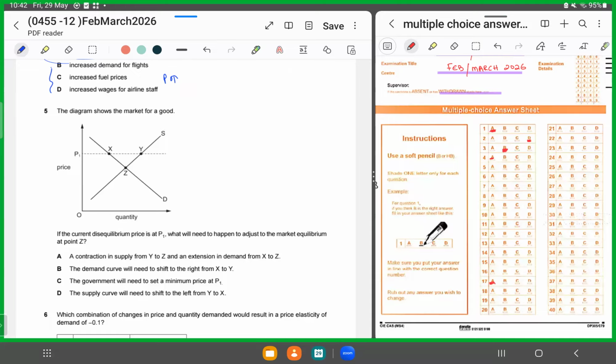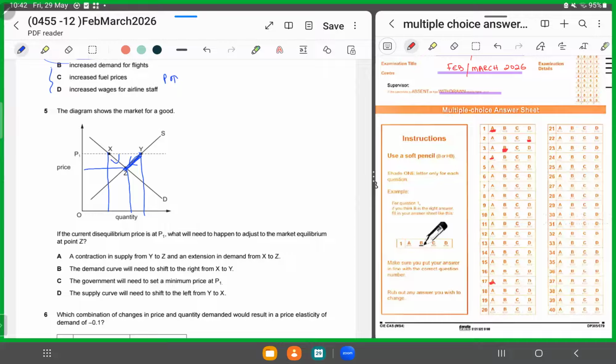Now, if it wants to come back to Z, notice first what is happening. This is the demand and this is the supply. So this is excess. So in order to get rid of that, we want to come back to point Z. Now they're saying, how can the economy come back to point Z? Now it would need to reduce the supply and it would need to increase the demand. So there has to be a contraction in the supply and an extension in demand.